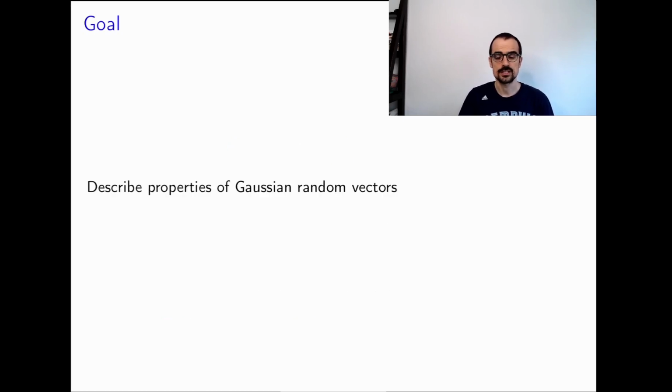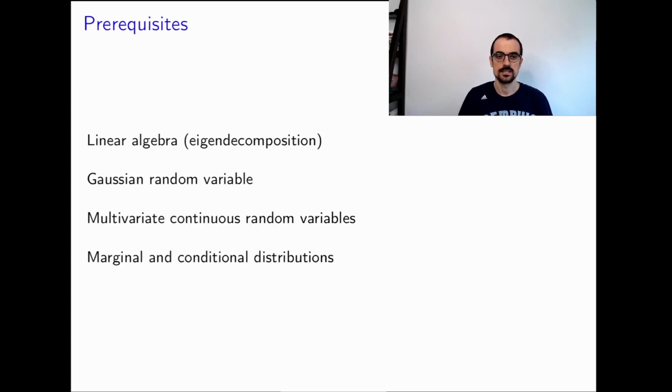The motivation is to describe the properties of what is arguably the most important parametric model for random vectors in multiple dimensions, which is the Gaussian parametric model. The prerequisites are linear algebra. We're going to use eigendecomposition of matrices, Gaussian random variables, multivariate continuous random variables, and marginal and conditional distributions.